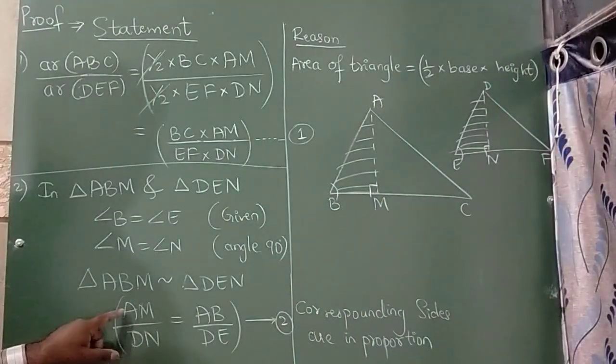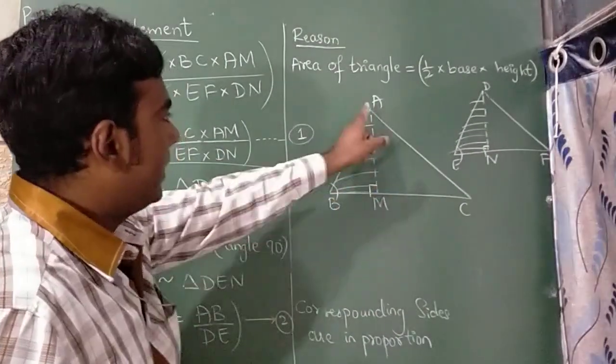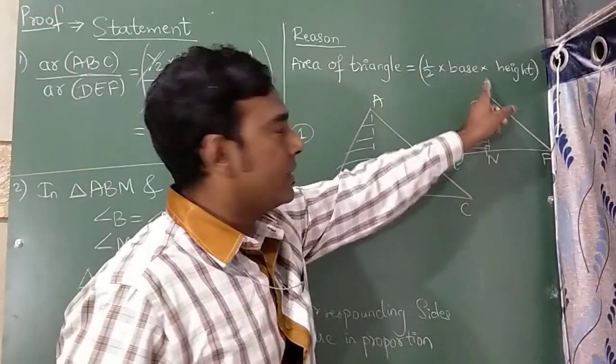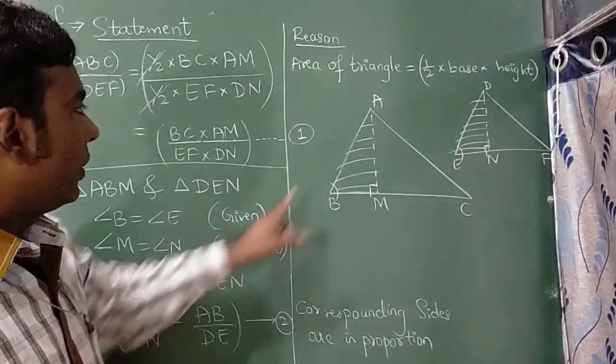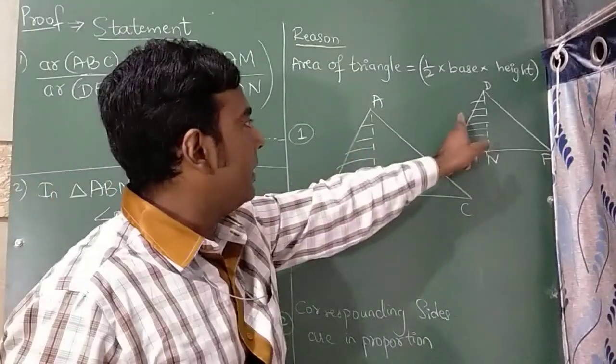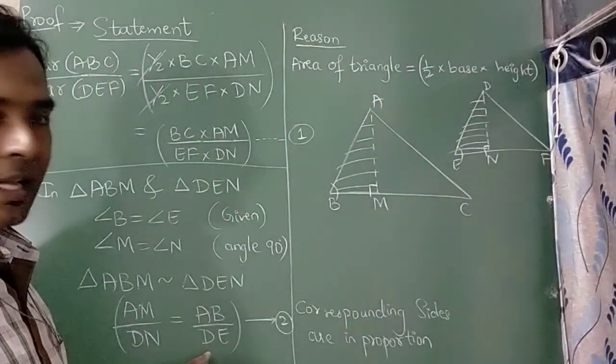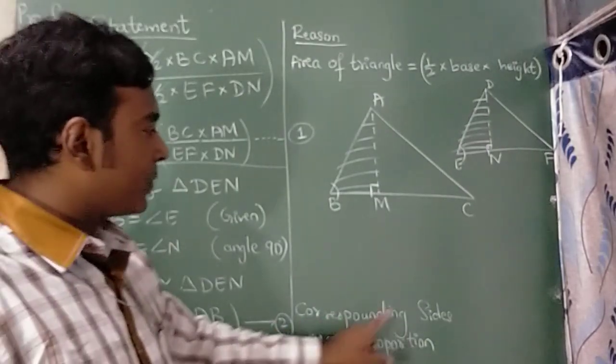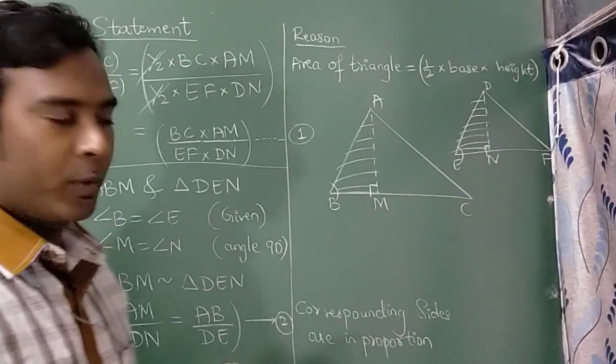So by this we can write AM divided by DN is equal to AB on one side and DE on the other side. So write it as equation number 2. This is because corresponding sides are in proportion. Fine.